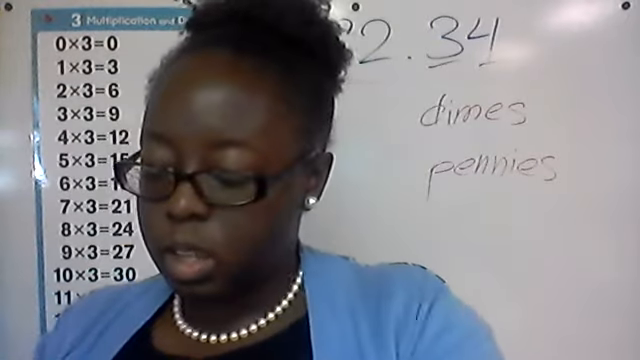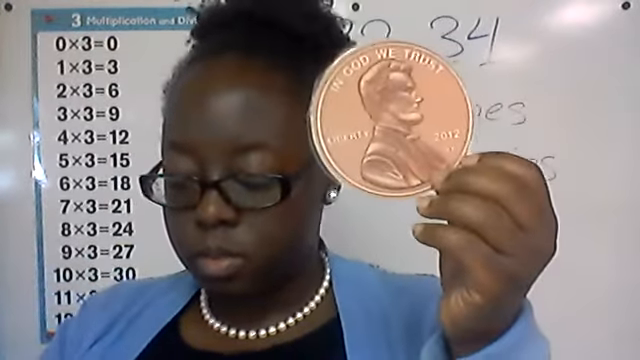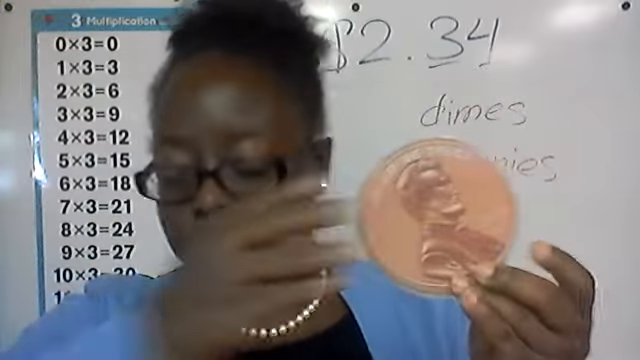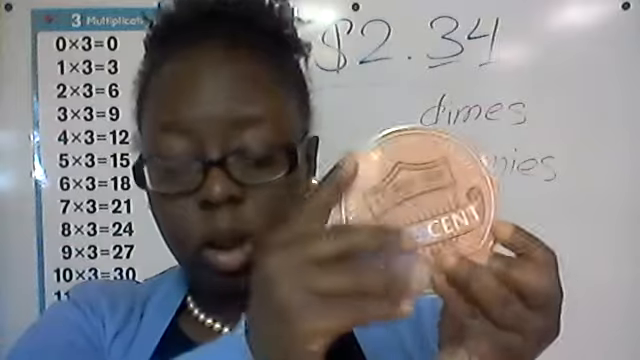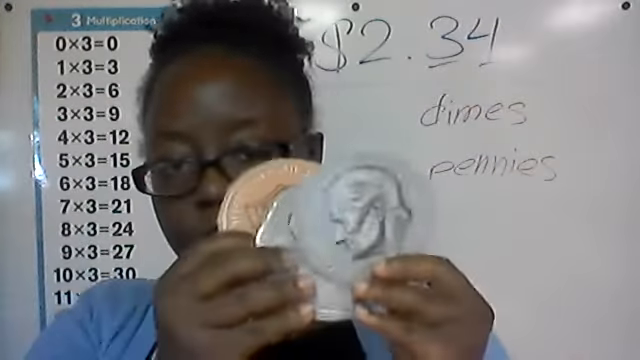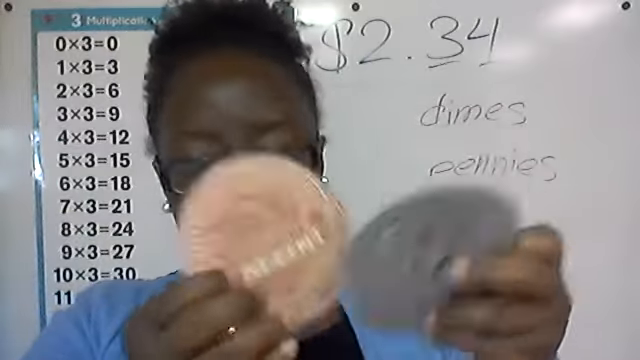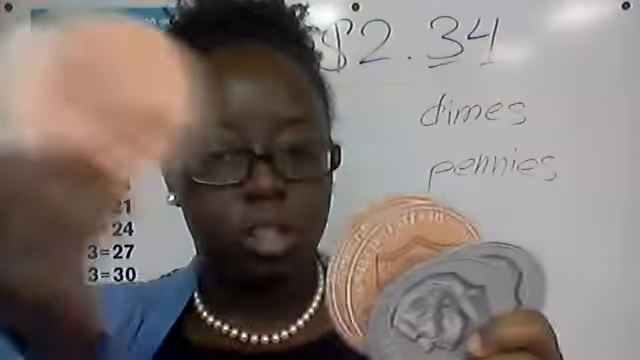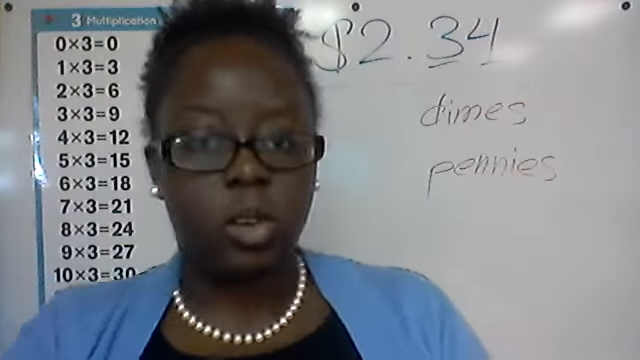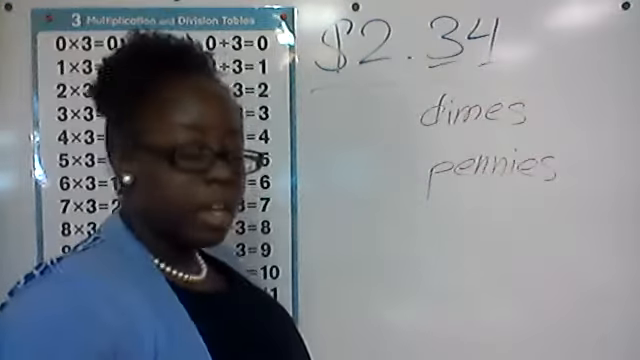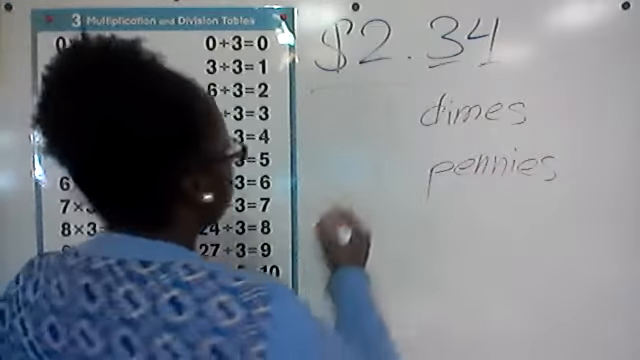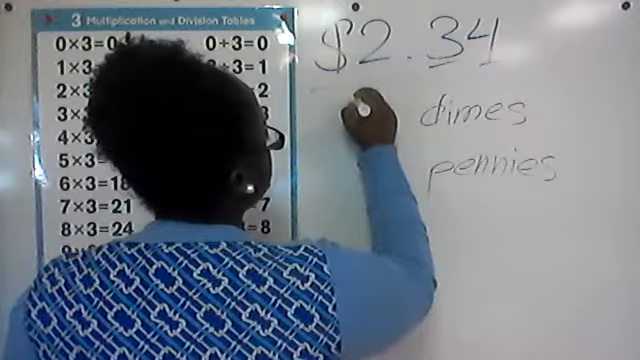So let's see. Here's 1, 2, 3, and 4. So I have 34 cents. 10, 20, 30, and 1, 2, 3, 4 pennies. So I have, how many dimes do I have? 3, I have 3 dimes.